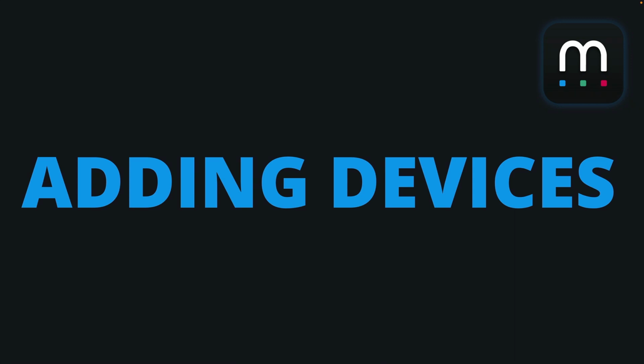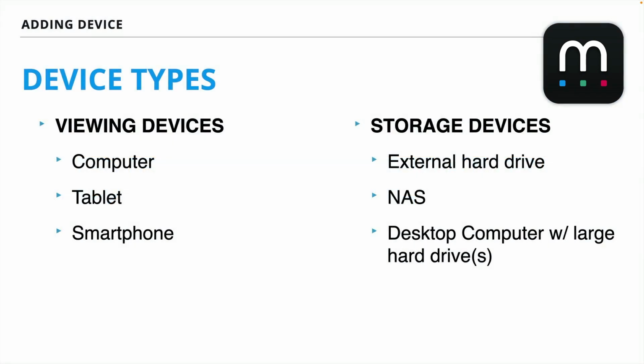The next step in setting up Mylio Photos is to add additional devices. Now, there's two different types of devices you can add to Mylio. The first one is viewing devices. That's going to be things like your computer, a desktop or a laptop, a tablet or a smartphone, things with a screen where you want to browse your photos. You can also add storage devices like external hard drives, network attached storage, and that can even be a computer with a really large hard drive.